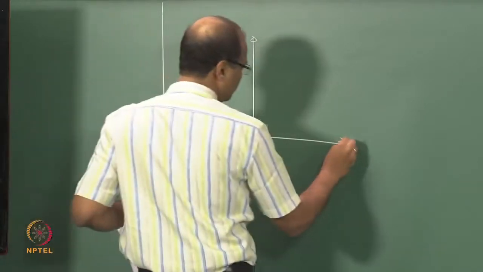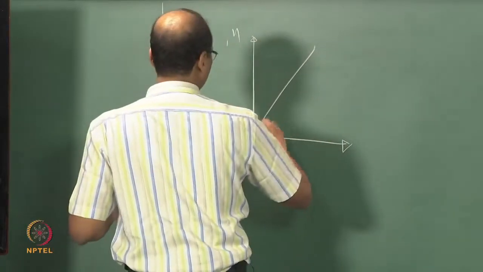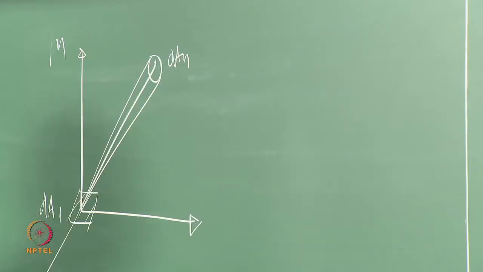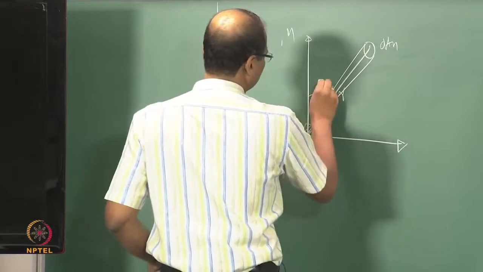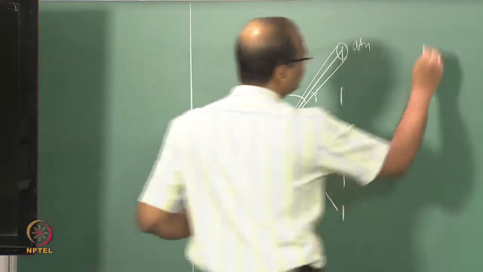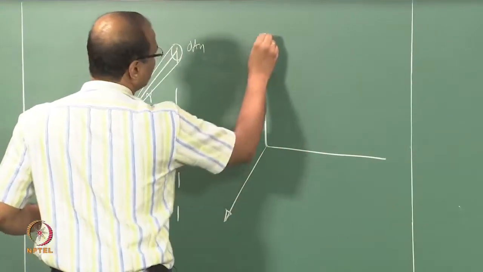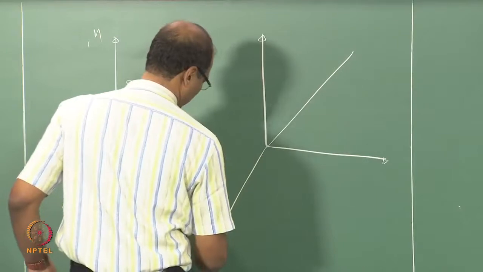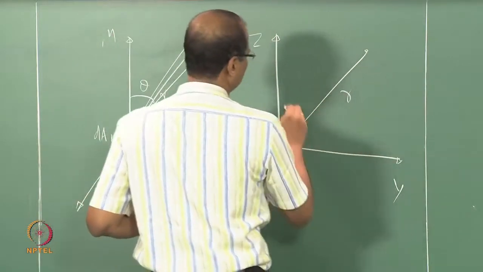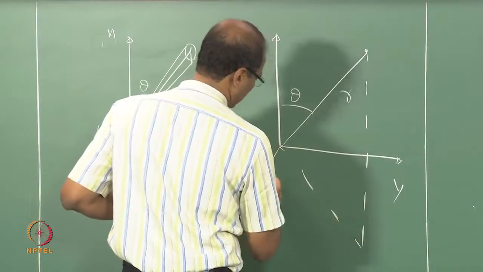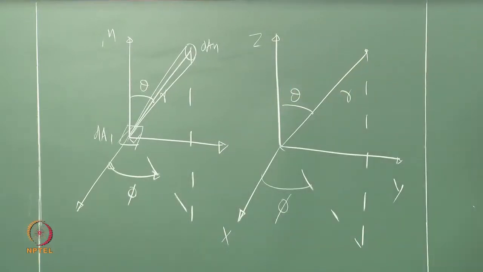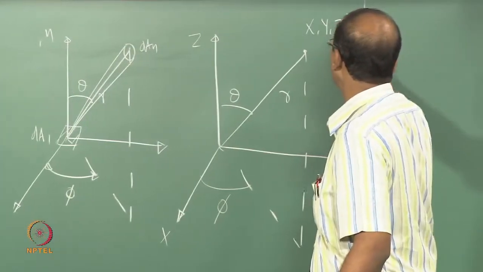Vector, the point in space. So there is another elemental area dAn. This is the radius r, this is theta, theta is the zenith angle, and phi is the azimuthal angle. So this phi is measured from the x-y plane. So a point can be specific.